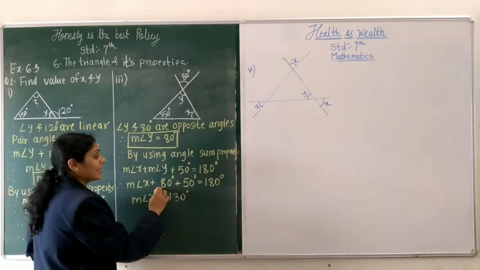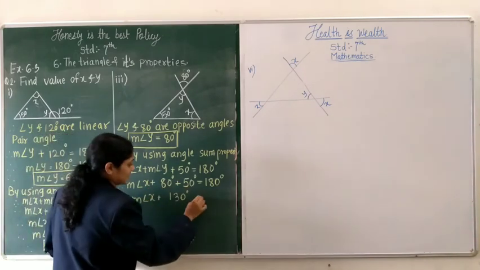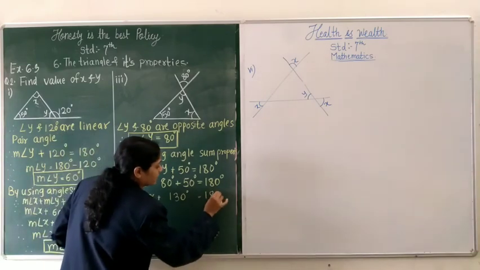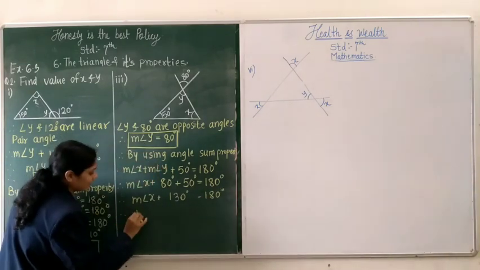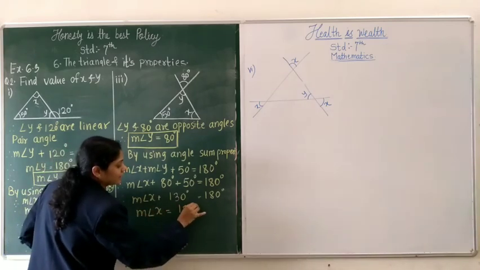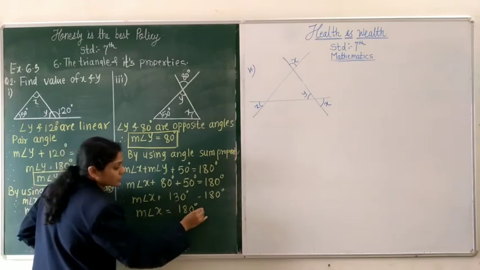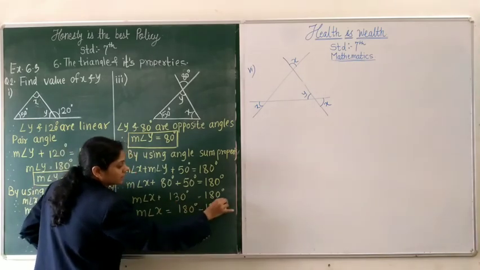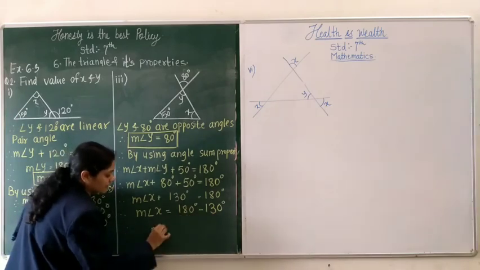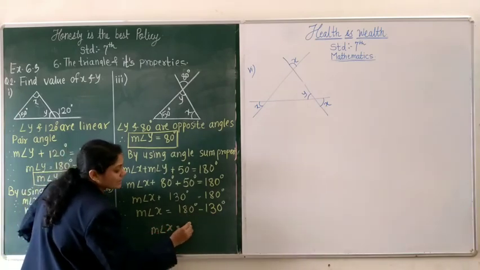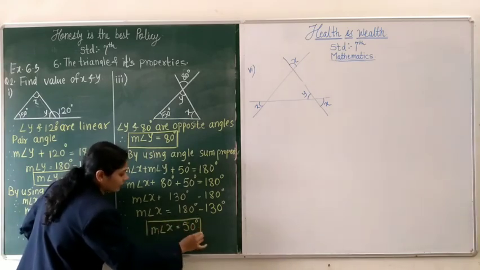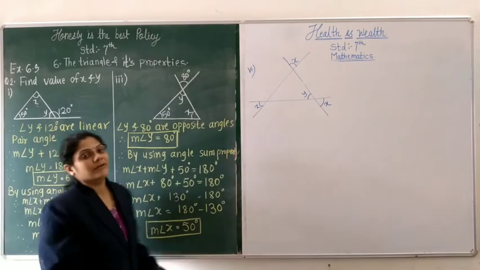What is the addition of 8 and 5? Yes, it is 13, so 130. So measure of angle x plus 130 is equal to 180 degrees. Now we have to change the place of 130, so it will become minus 130. So when we subtract 130 from 180, what will be the answer? It is 50 degrees. So this is my value of x, that is, measure of angle x is 50 degrees.